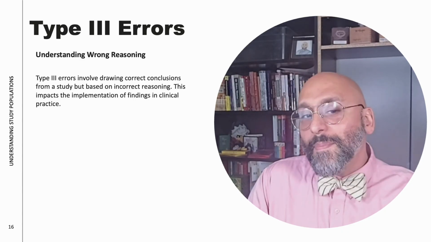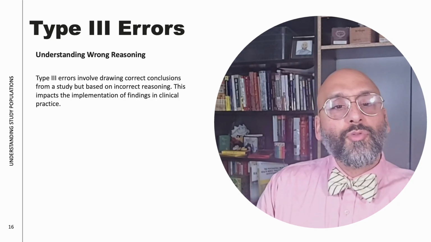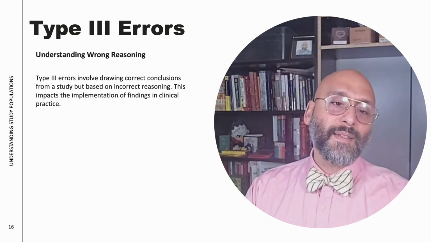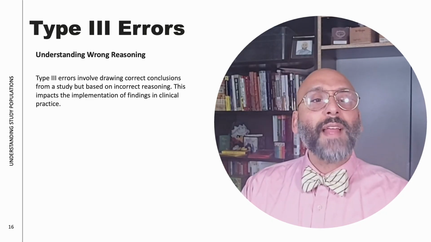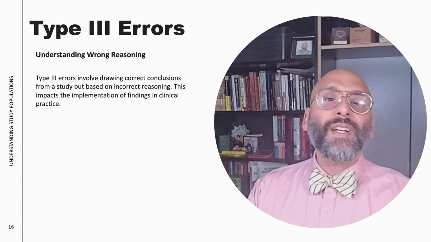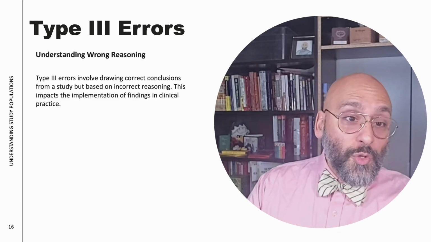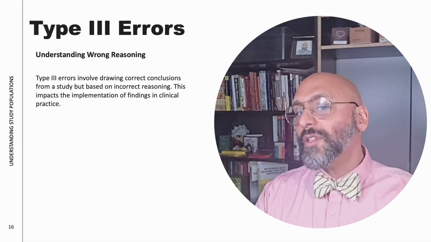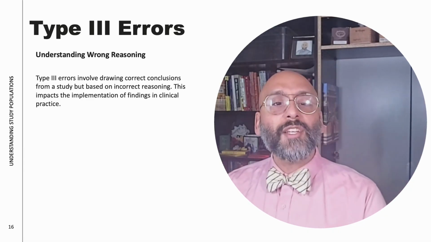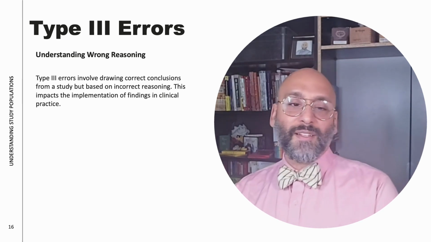So the data may be sound and the statistics may be correct, but the conclusions drawn or the clinical actions taken are misguided. Now, in psychiatry, this often happens when group-level results are applied uncritically to individuals. Symptom reduction is assumed to equal functional improvement. Correlation is treated as causation. Mechanism is inferred without evidence.